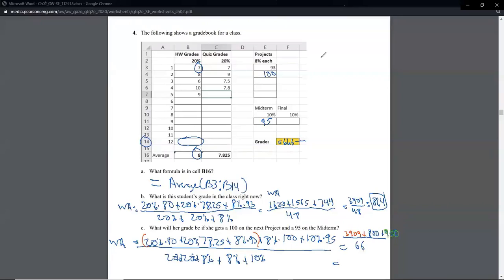Okay, so when we add, I dropped my calculator, 3909 plus the 800 plus the 950, we should get 5659 divided by the 66, and we'll get an 85.7, which again, your teacher might round up to an 86. They might just call it an 85. In this instance, it wouldn't affect you since it's a B either way.